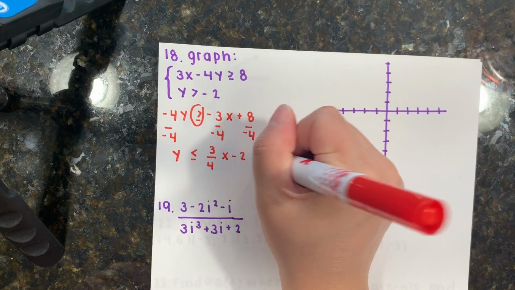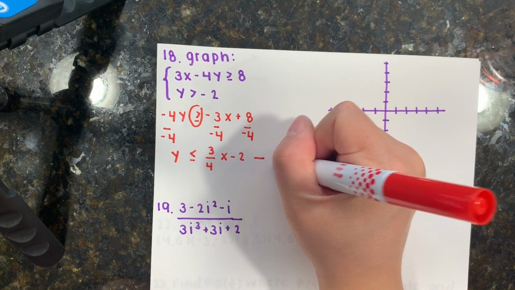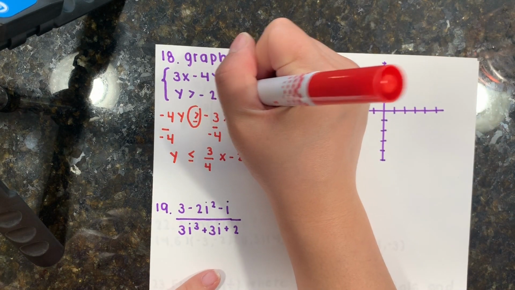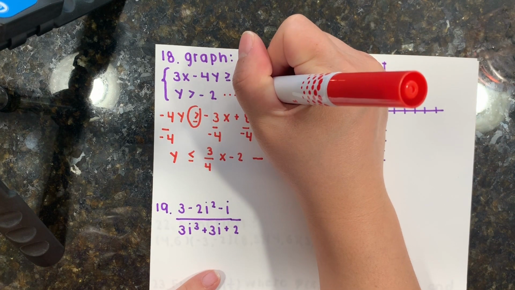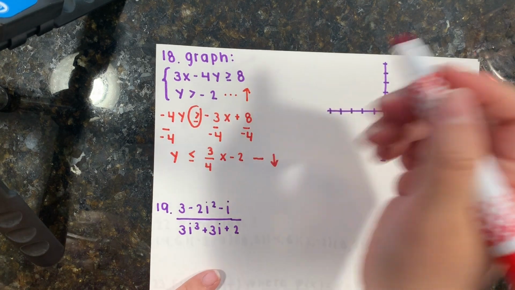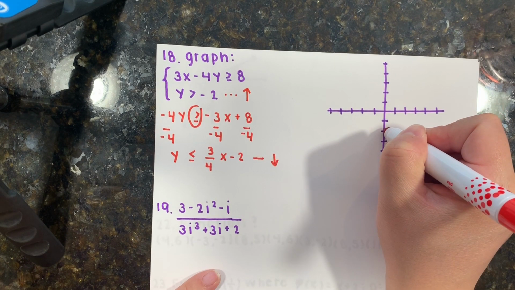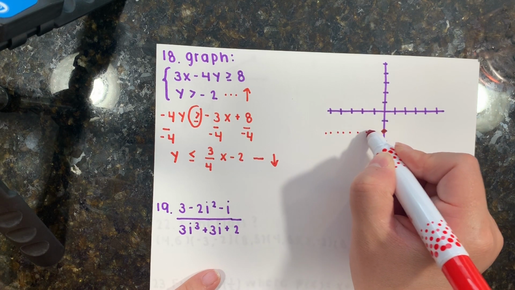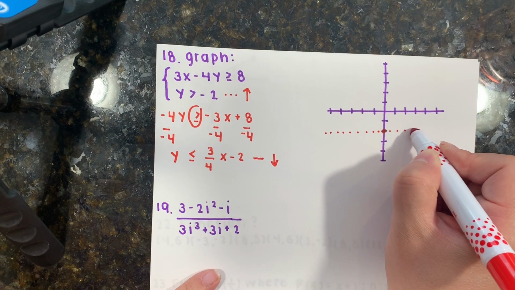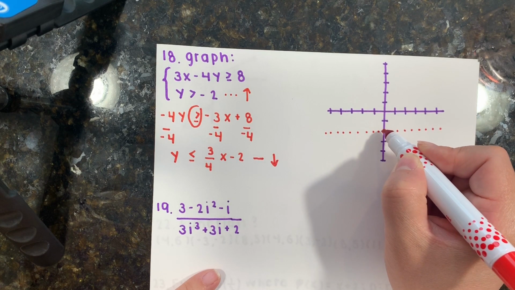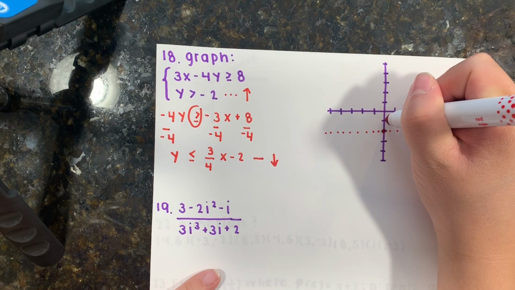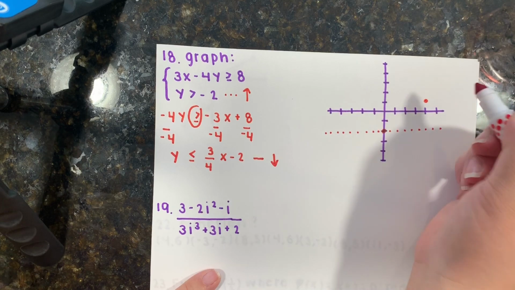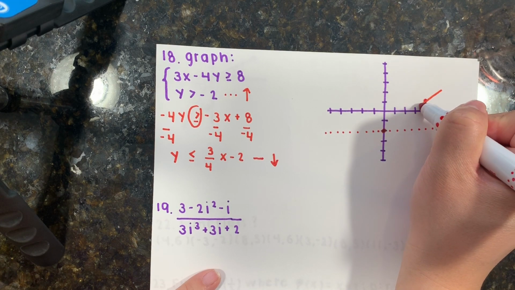Now this is going to be a solid line, and because it's less than, you're now going to shade below. Then for greater than, it's going to be a dotted line, but you're going to shade above. So for the first one, negative 2 would be here on the y-axis, but you're going to have a dotted line through it. And for the second one, it's also going to cross at negative 2, but the slope is going to be up 1, 2, 3 over 1, 2, 3, 4. And this one's going to be a solid line.